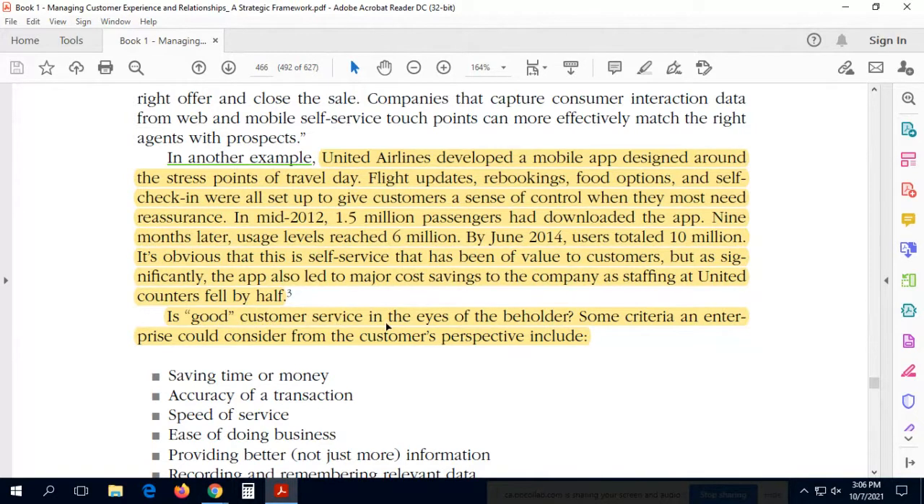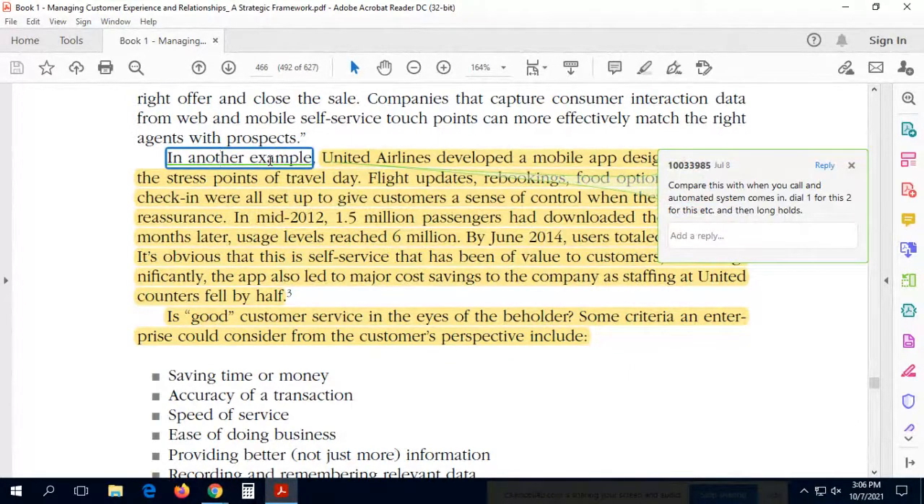Is good customer service in the eye of the beholder? I will discuss it later. I want to give you some examples. Look at this example of customer service. We are familiar that we call some place and it gives us an automated system, like dial 1 for this, dial 2 for this, dial 3 for this. And when you dial 3, then they give you other options, dial 1 for this, dial 2 for this, dial 3 for this, and all of that. You know that, yeah? Many companies are using them. And then once you reach where you want to reach, there is a long hold.